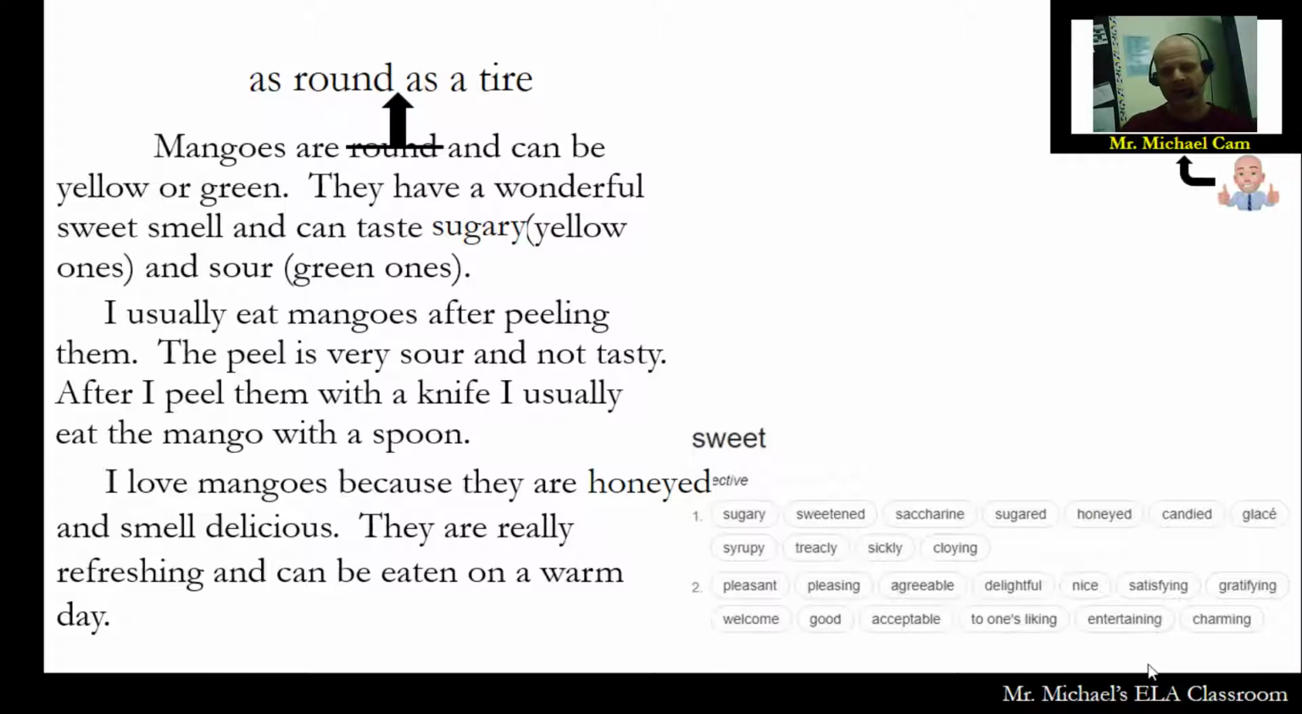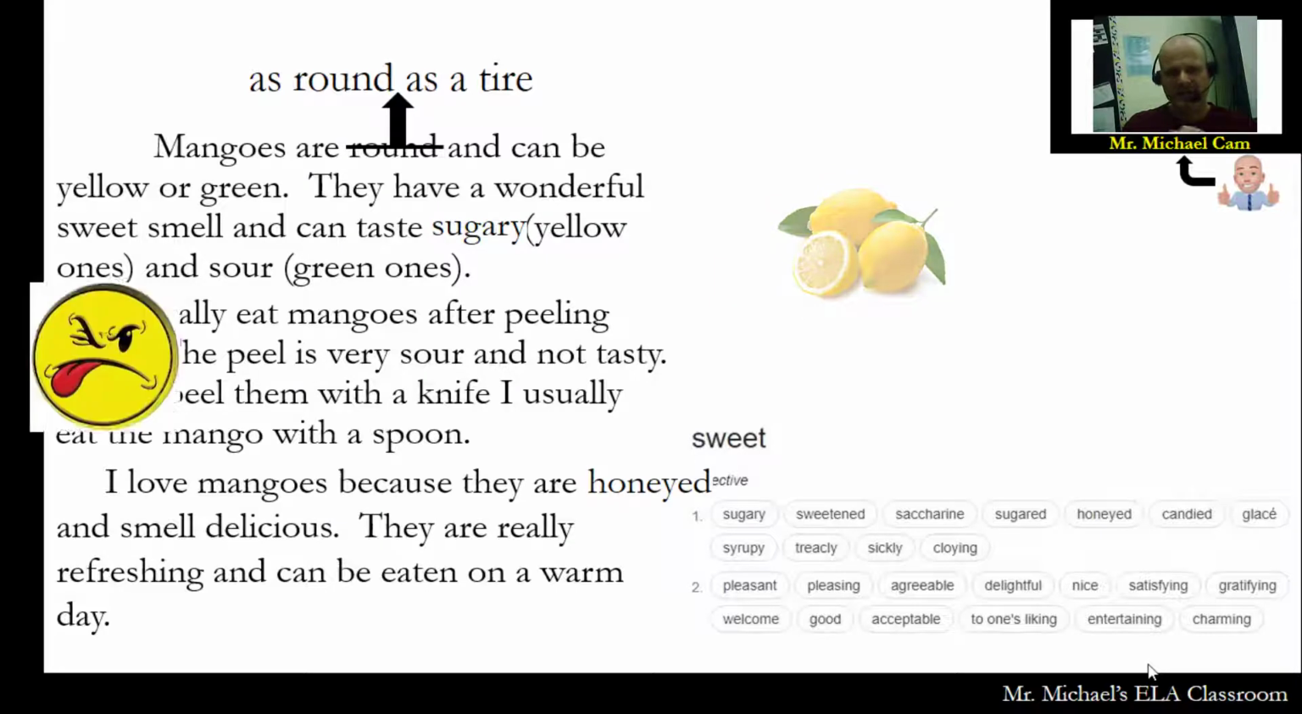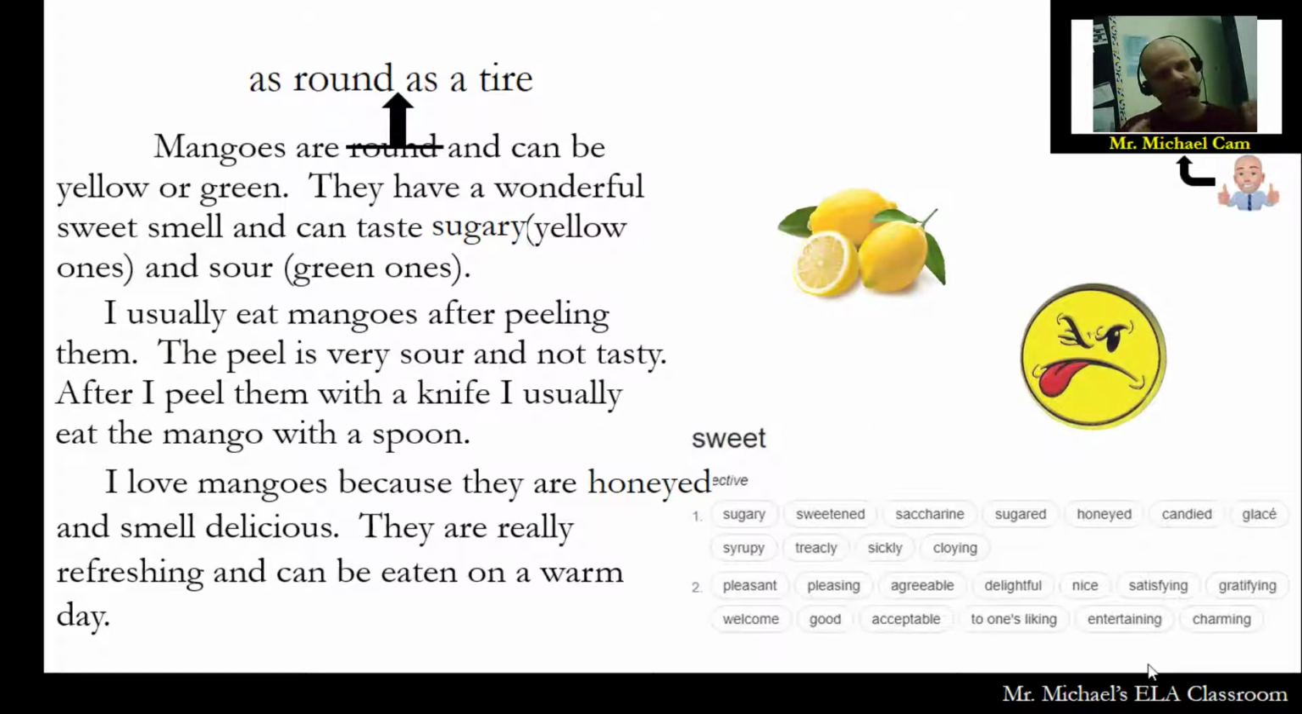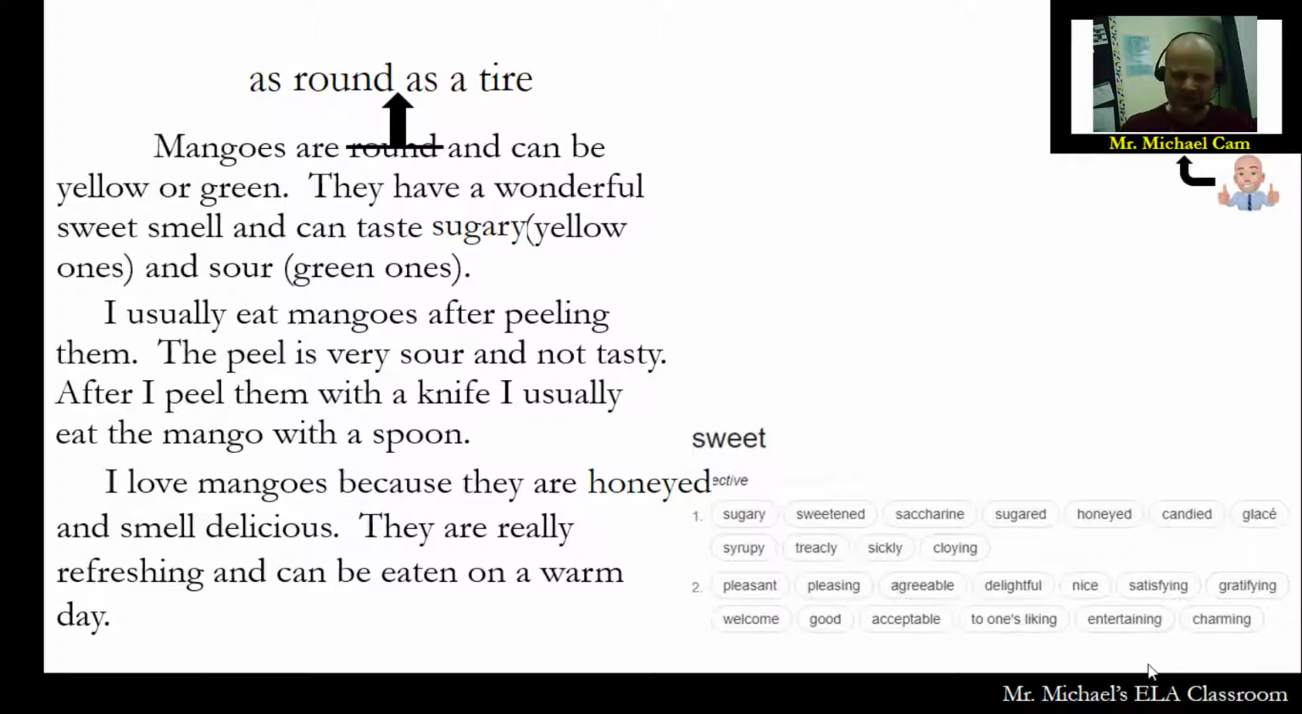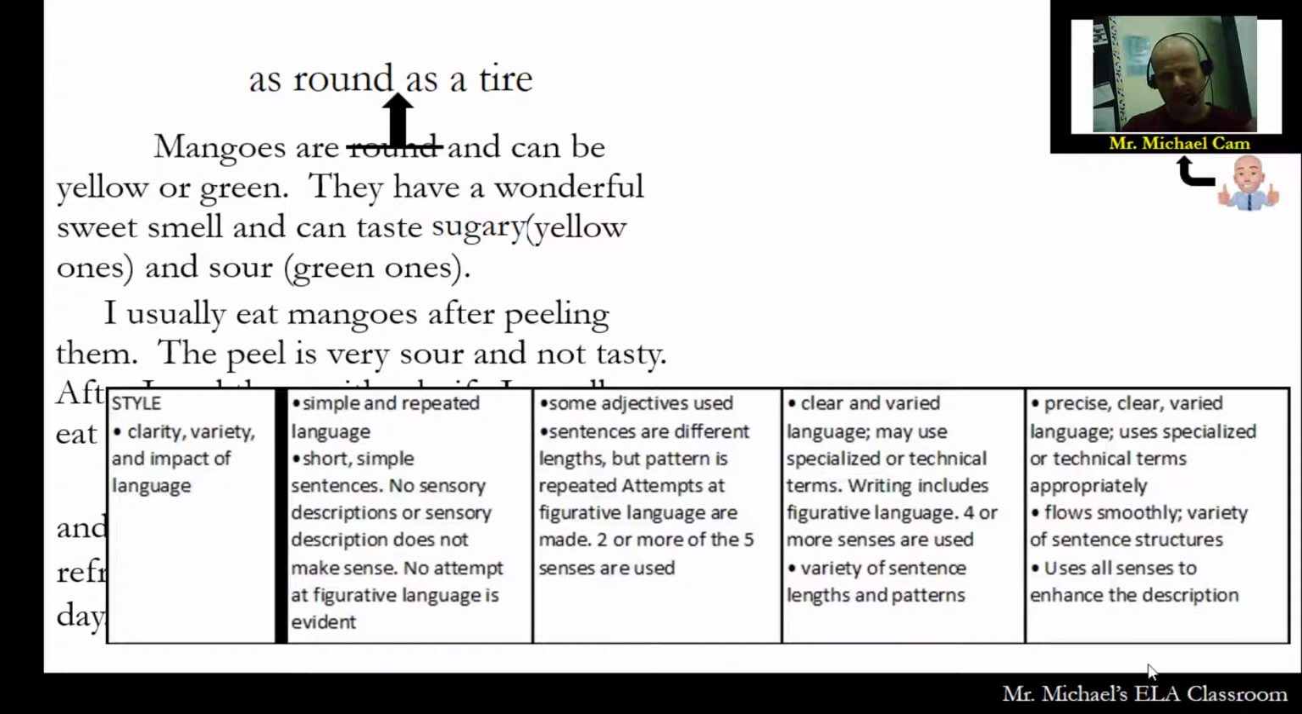I could also add the peel is very sour. The peel is as sour as a lemon and not tasty. So I can add a couple more examples of figurative language, but do not put more than 1 simile or metaphor in each paragraph. If you have 3 or 4 examples of figurative language, that's more than enough to be getting in the 3 range, or even 4, depending on how good your paragraphs flow.